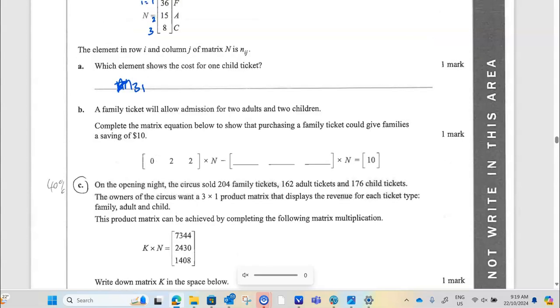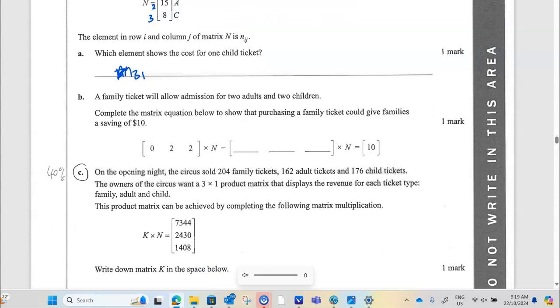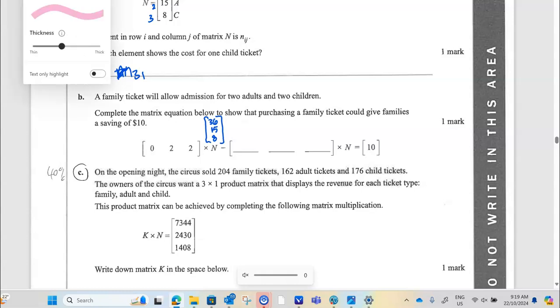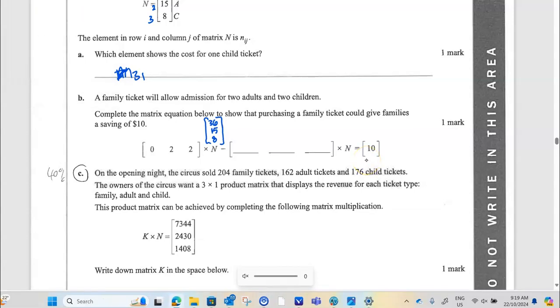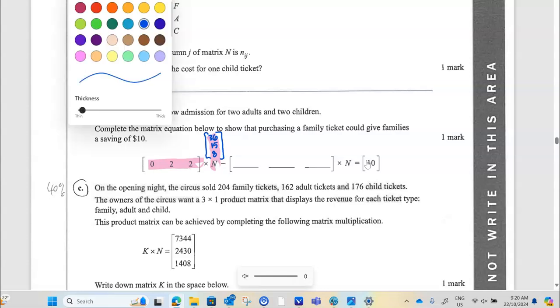So remember up here, this N has the cost of a ticket. If you want to just pop it in there to show you, this is 36, 15 and 8. What happens, remember, when we do multiplication, we go run and dive. So that's how it's going to work. That 0 is going to be multiplied with the 36, and then the 2 is going to be multiplied with the 15, and so on.